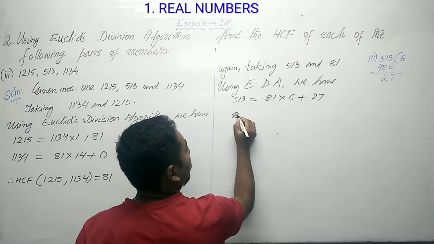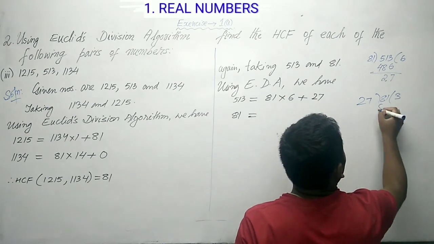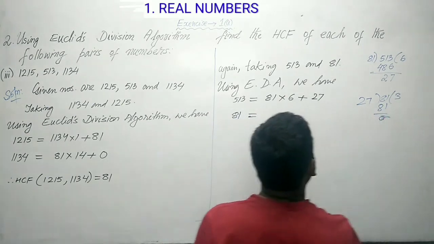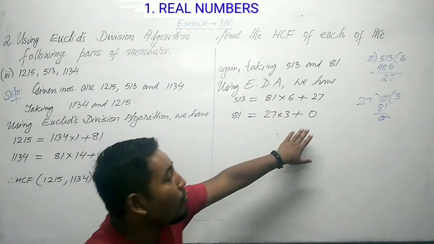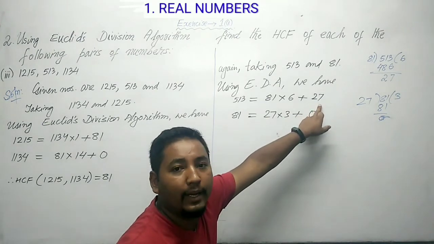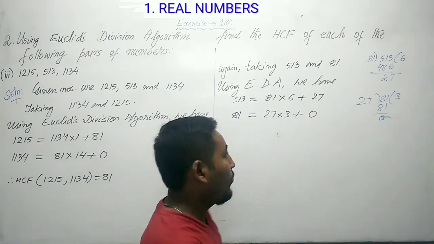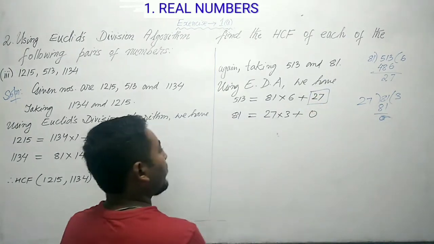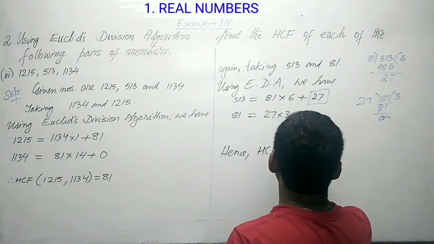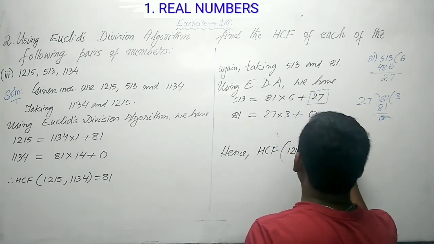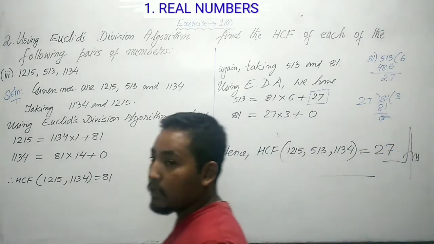Let us divide 81 by 27. 27 3s are 81. So the remainder becomes 0. 27 into 3 plus 0. In this case, now we are getting the remainder 0. Not directly, we did not get it directly as we got in the last question. So here we got 27 and then 0. Therefore, the HCF is 27. So you can write down, hence, HCF of all the three numbers 1215, 513 and 1134 equals 27. That is our required answer.